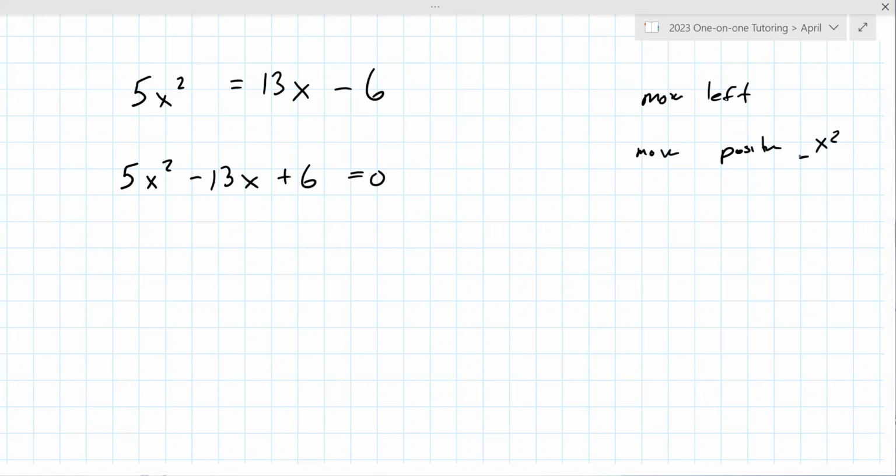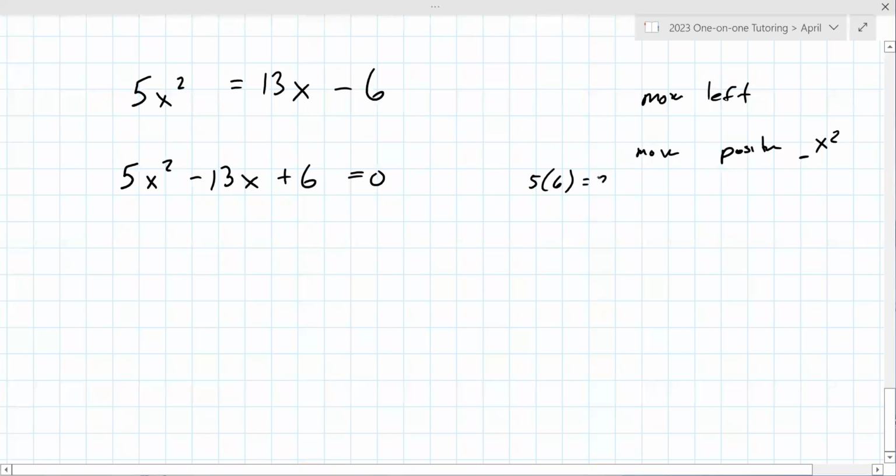And then x times x minus 2, x minus 2 minus 3. Did you say 10 and 3? Yeah, negative 10 and negative 3. So then I ended up with 5x plus 3 and x minus 2.